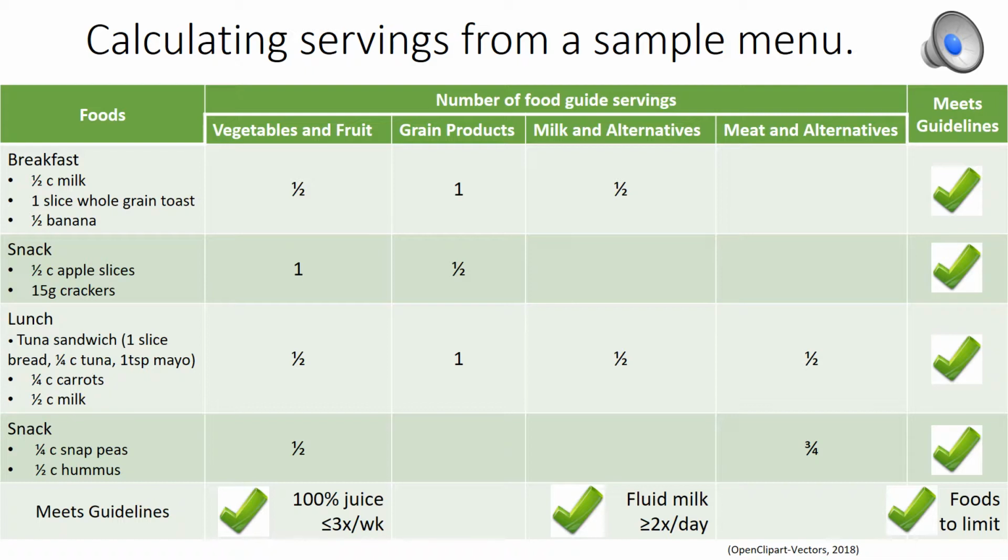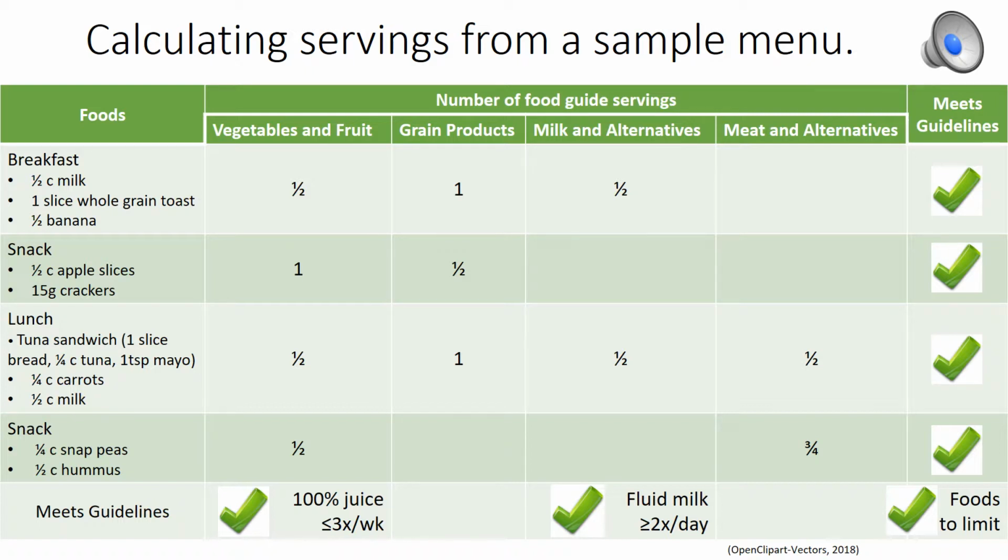For morning snack, we have half a cup of apple slices, which counts as 1 serving of vegetables and fruit, and the 15 grams of crackers counts as half a serving of grain products. We've offered food from 2 food groups, including 1 that's a vegetable and fruit. Therefore, we've met guidelines for snack.